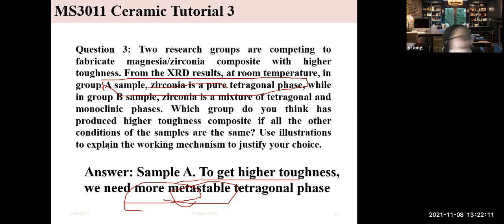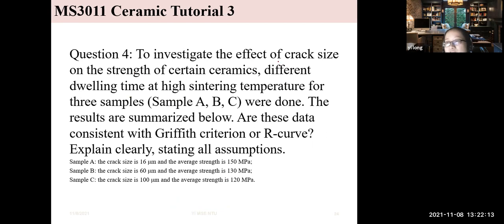Question 4, the last question: to investigate the effects of crack size on the strength of ceramics, different sintering times at high temperature for 3 samples, A, B, C. I summarize here: the data is consistent with Griffith's criterion or R curve. So what's your answer here? Is it R curve or Griffith? Can you type? How can we determine whether this material follows Griffith or R curve?